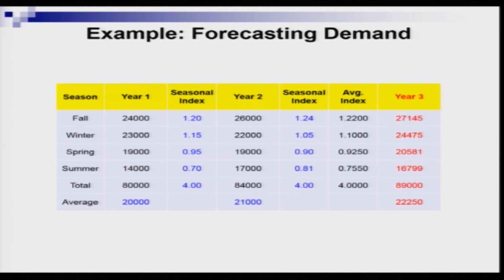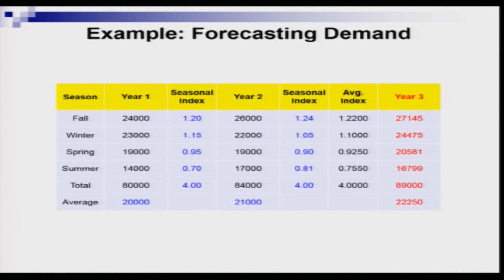So how do we proceed? Suppose there is a statistician who has given some proxy measure for the annual demand for year 3, and that is say 89,000. Now the farm wants to know what will be the seasonal breakup of this annual demand figure. So then what shall we do?